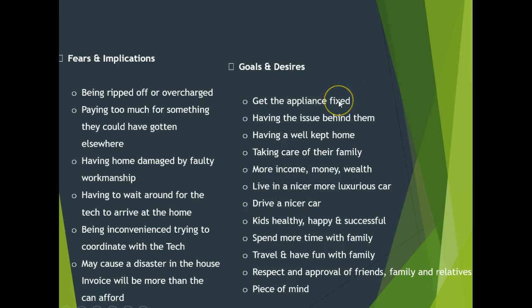So what are their goals and desires with getting their appliance fixed, right? They want it fixed fast. They want to know that the issue is now behind them, right? There was no damage to the home, and everything is in order. They know that they're taking care of their family. All right. They live in a nicer, more luxurious home and car. Kids are healthy, happy, spend time with their family. They like to travel, have fun. Respect and approval from their friends and family, and peace of mind. All right, these are all goals and desires that consumers have.